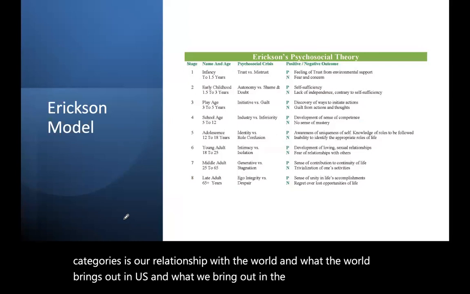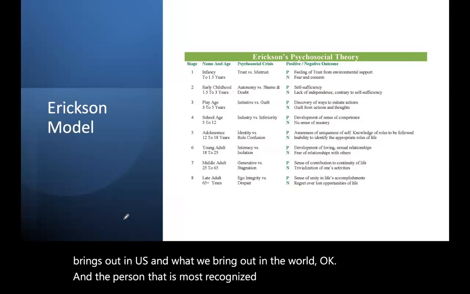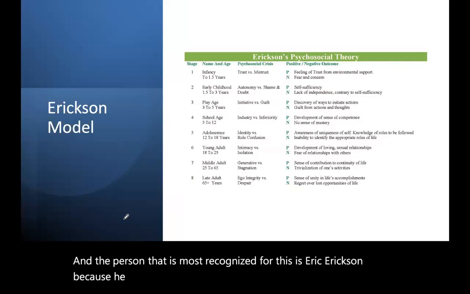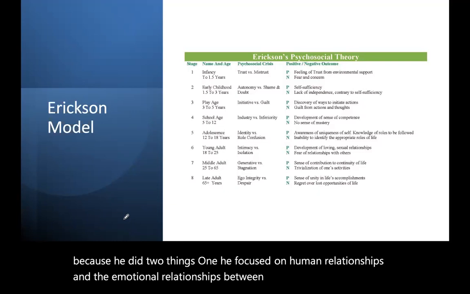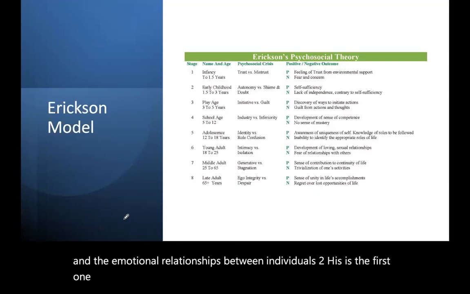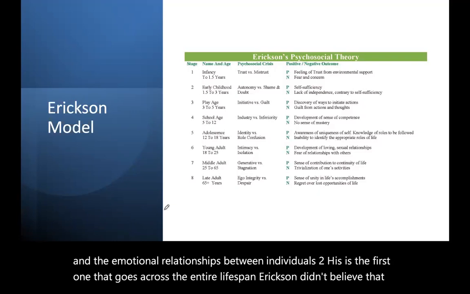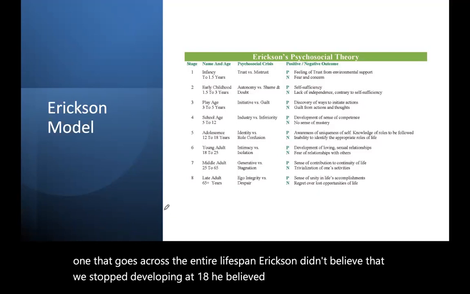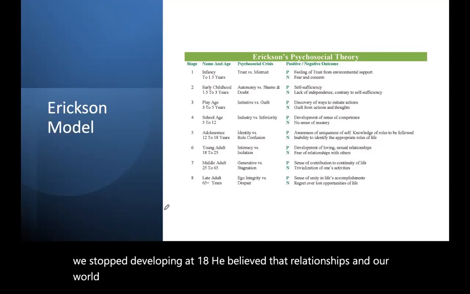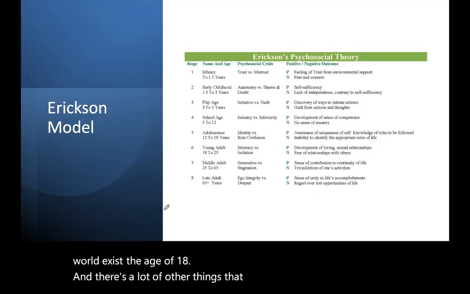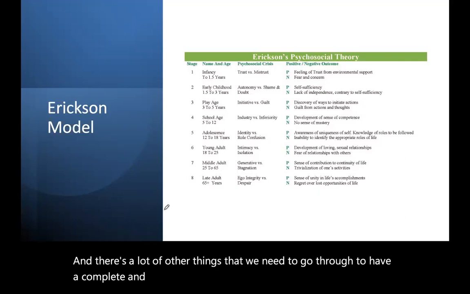And the person that is most recognized for this is Erik Erikson, because he did two things. One, he focused on human relationships and the emotional relationships between individuals. Two, his is the first one that goes across the entire lifespan. Erikson didn't believe that we stopped developing at 18. He believed that relationships in our world exist well beyond the age of 18, and that there's a lot of other things that we need to go through to have a complete and fulfilling life, okay?